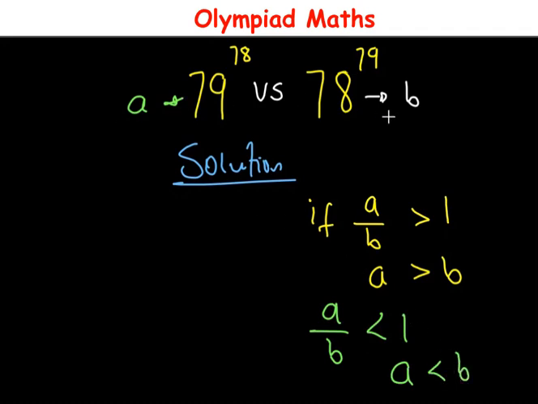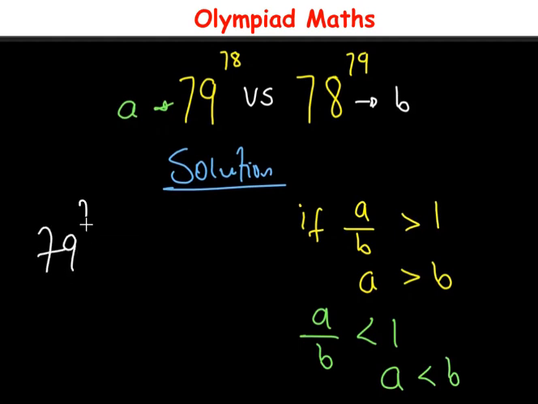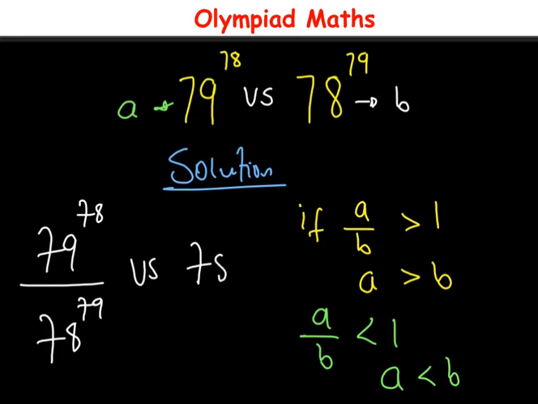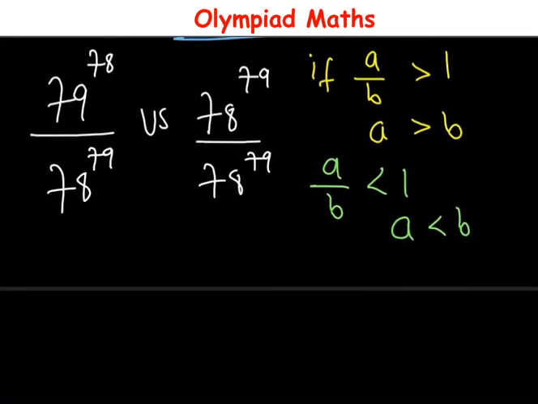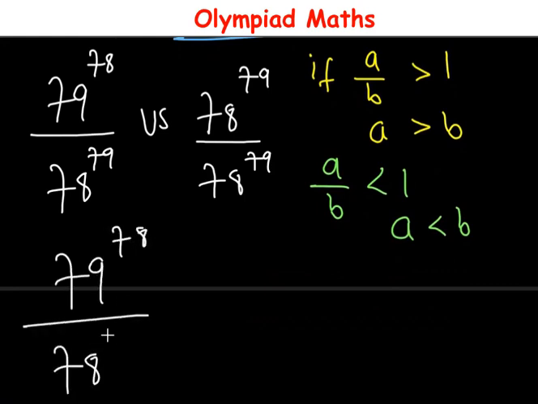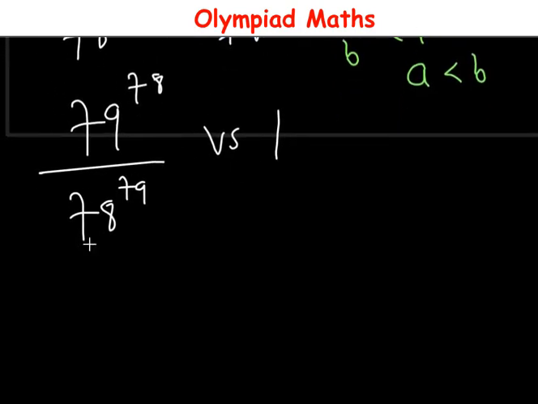So the value of A and the value of B is what we're going to compare by first of all dividing the two values. A is 79 raised to the power 78 divided by B, which is 78 raised to the power 79, versus B divided by B, which is 1. So, from here, let us simplify this.